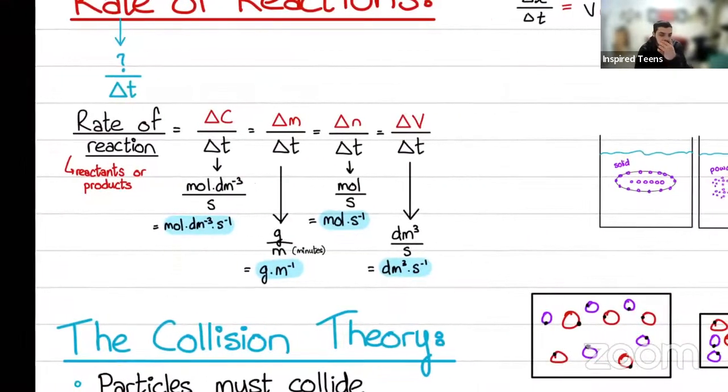There are various ways in which we can calculate the rate of reaction, because we can use a change in concentration, a change in mass, a change in moles, or a change in volume. Any one of those, if we divide it by delta T, would tell us the rate at which this reaction is taking place. Of course, the units would differ for each one. The rate of the reaction can be determined by the rate of change of the reactants or the products. How fast we're using up the reactants would tell us how fast the reaction is taking place, or how fast we're forming products would tell us the same.